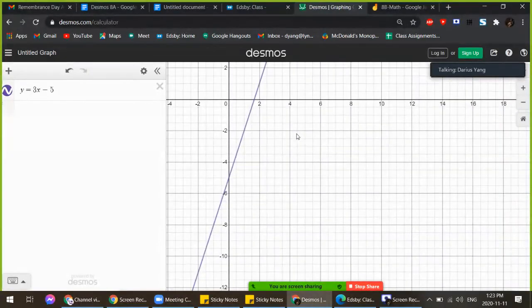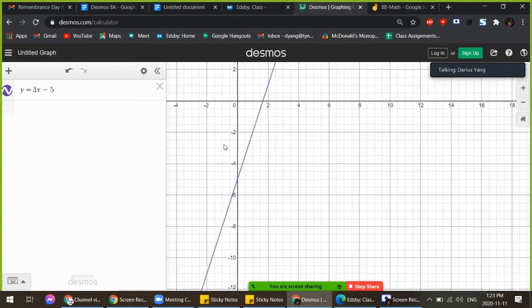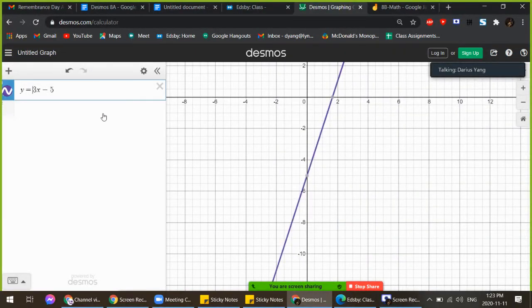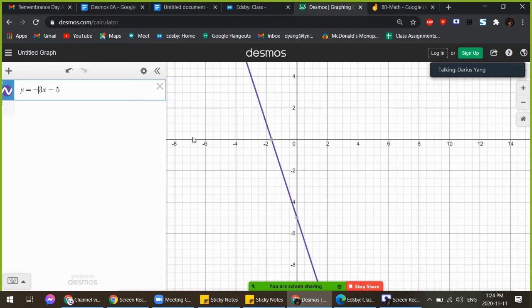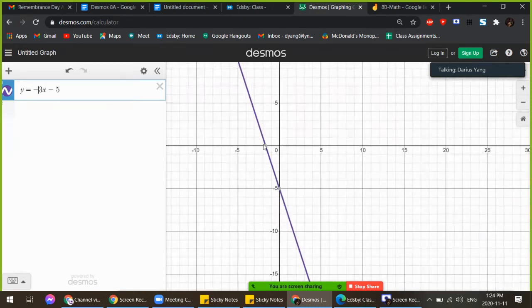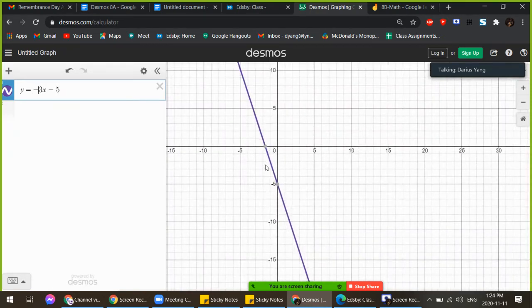So we have a line 3x minus 5. I also wanted you to know that if you want a line that is going downwards instead of upwards, you look at the slope and it should give you a negative value. Then you will have a line that's going downwards from left to right. So look at the slope and imagine a line. It's not that difficult, right?